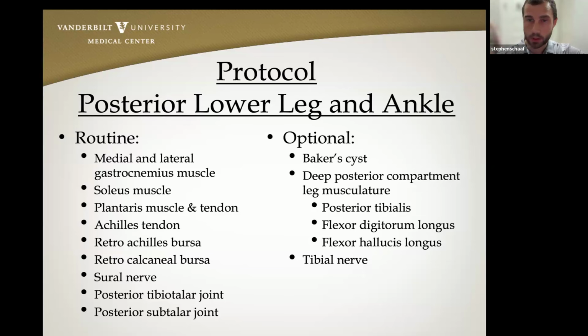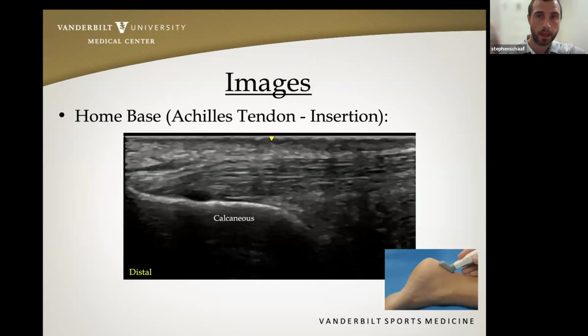Also, depending on the sport, you may involve the deep posterior compartment musculature, especially for a sport such as dancers, that can commonly affect the flexor hallucis longus, but this could also involve the posterior tibialis and flexor digitorum longus. And then lastly, some patients may mimic tarsal tunnel syndrome, and so for this, you can scan the tibial nerve as well. All right, so let's go ahead and get into the images.